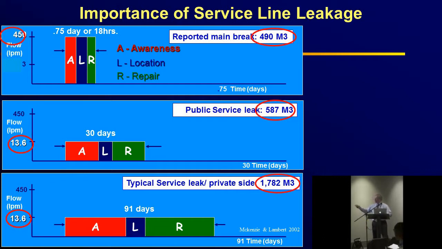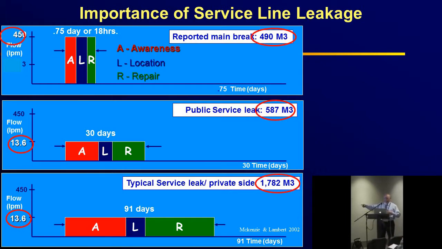Typically, most utilities are operating like this, and the total volume of water that's lost is 490 cubic meters. It's a lot of water, but it's a short runtime. For service leaks, for a public service leak, if the flow rate is in the order of 13.6 liters per minute, it's a small service leak, they tend to run a lot longer.